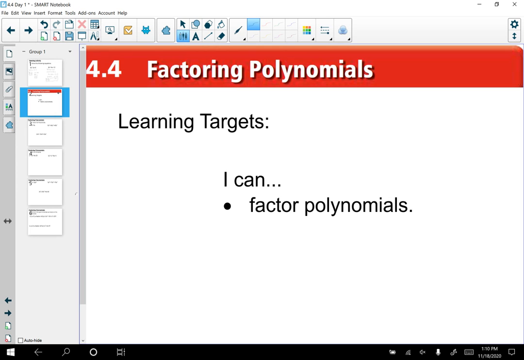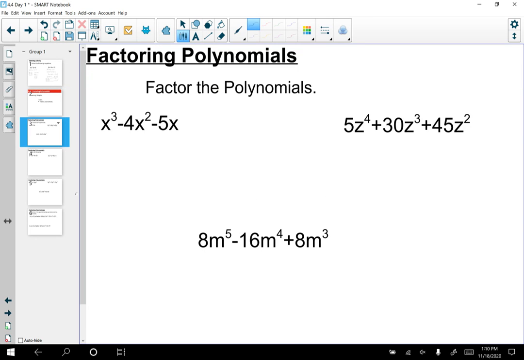The goal for today is that you are able to factor polynomials. So we just looked at factoring quadratics. Now we're going to go ahead and use those same concepts to factor polynomials. So if we look at the top left problem here, what do we notice? Is there anything in common we can take out? That should always be the first thing we look for.